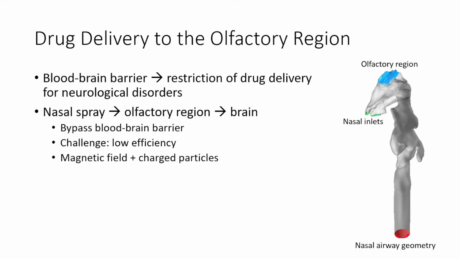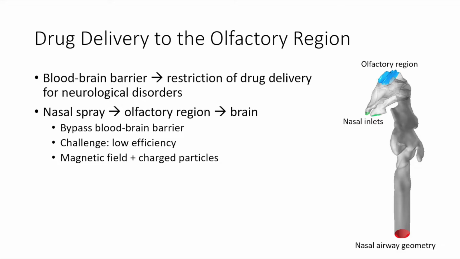For the treatment of neurological disorders like Alzheimer's disease or brain cancer, using drug delivery via the bloodstream, the blood-brain barrier is a major obstacle. However, one way to bypass the blood-brain barrier is through the olfactory region. By using nasal sprays to deliver drugs to the olfactory region, the drug can then pass to the brain.